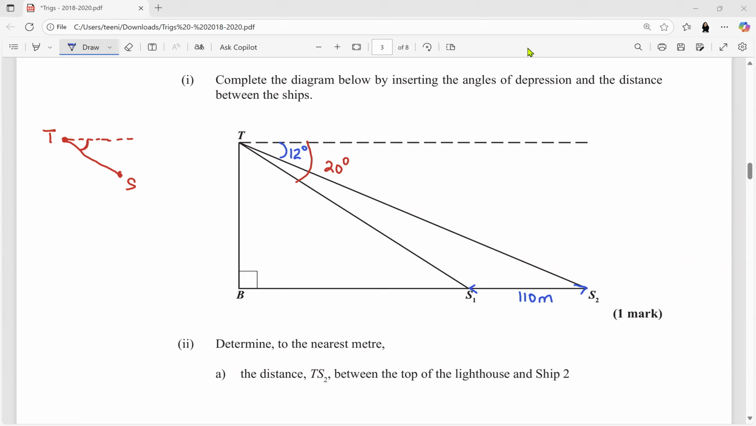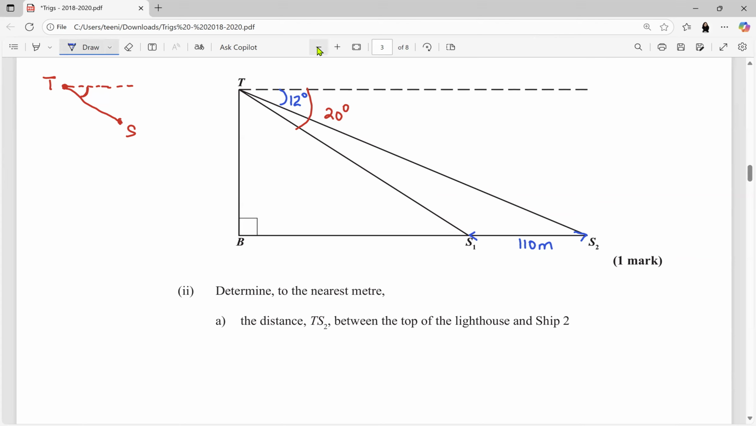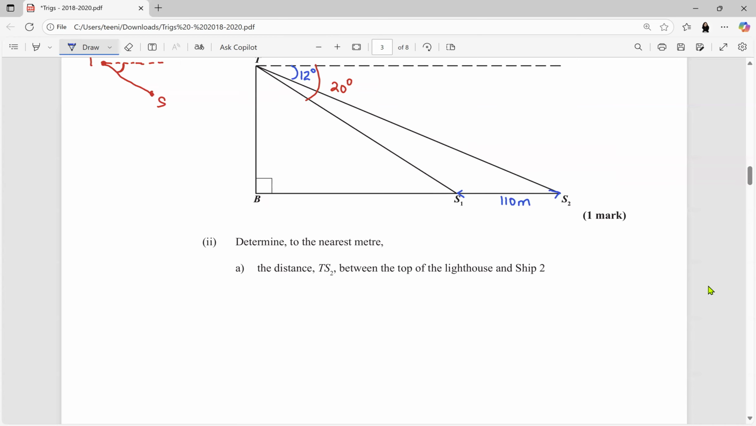So let me ask you guys, the angle of depression of S1 from T is 20 degrees, and the angle of depression of S2 from T is 12 degrees. Can I find out what this smaller angle inside here is? What would I do? Subtract the 12 degrees from the 20 degrees, correct, right?